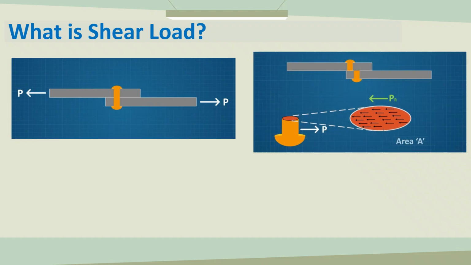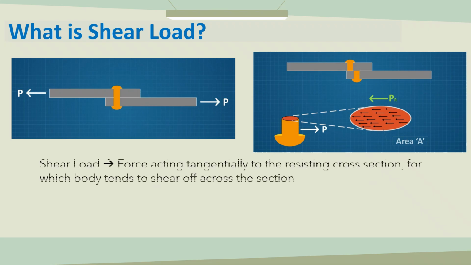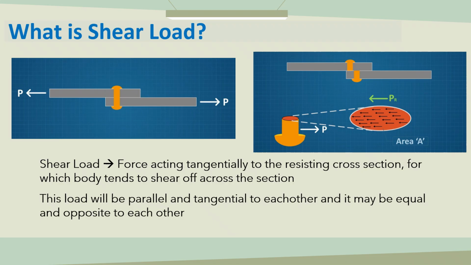As you see in the second image, where the cross-section of the rivet is shown with the resisting forces against the applied load P. Hence the force acting tangentially to the resisting cross-section, for which the body tends to shear off across the section that the load is applied, is called shear load. So the shear load will act parallel and tangential to the cross-section of the body. The load may be equal or unequal at both ends.